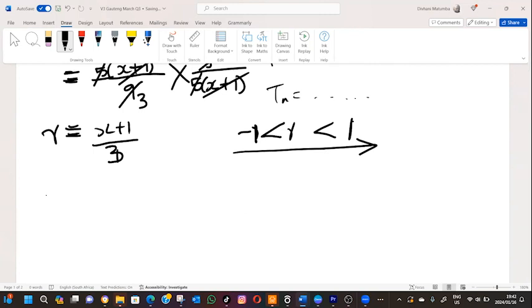Moving right along, if we know that the value of r should be between -1 and 1, let's see what we're going to have. Okay, your r is (x + 1) all over 3. Now, how do we solve the value of x in this equation?